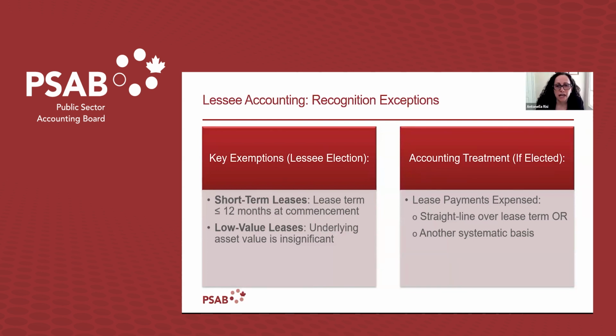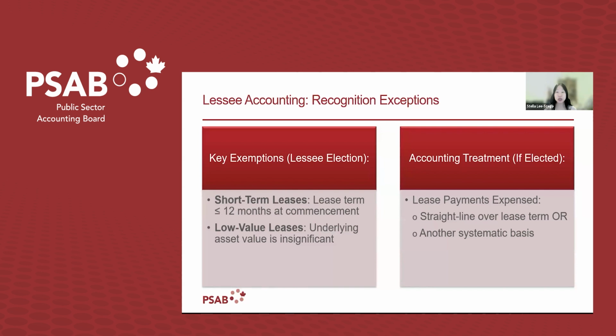Thank you, Stella. And you also mentioned low-value leases. Can you tell us a bit more about these? An underlying asset can be of low value only if it meets the following criteria. First, the lessee can benefit from the use of the underlying asset on its own, or together with other resources that are readily available to the lessee. And second, the underlying asset is not highly dependent on or highly interrelated with other assets.